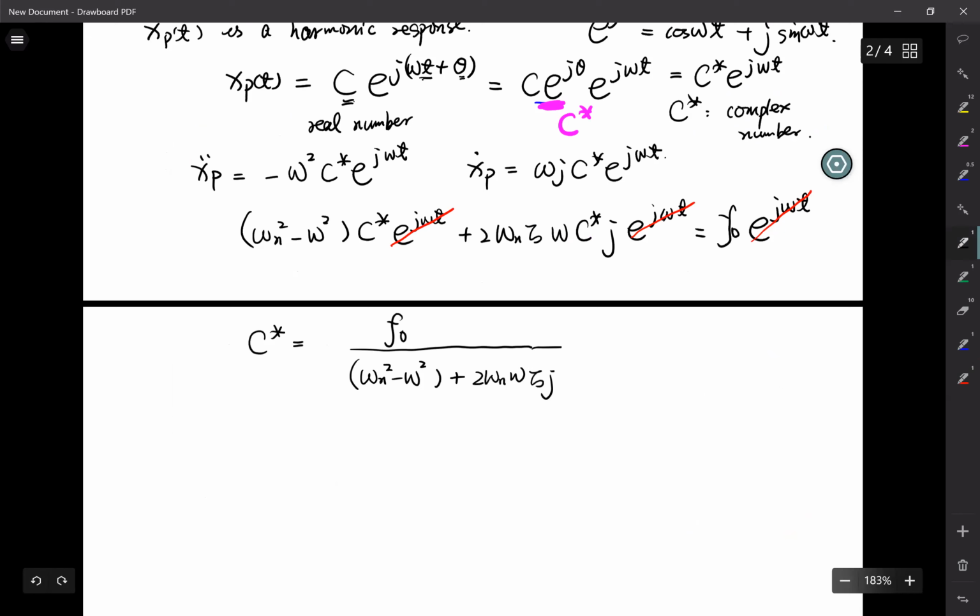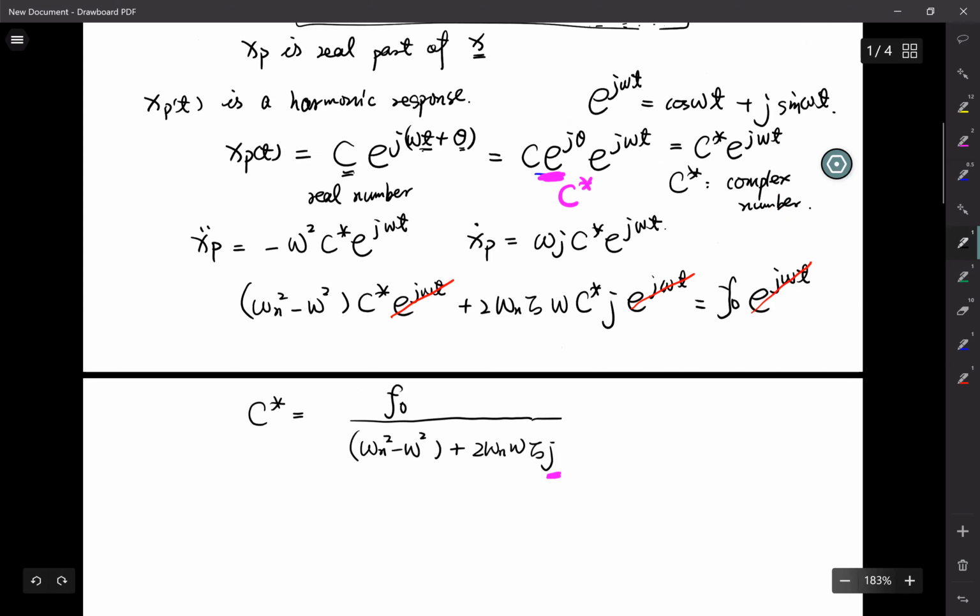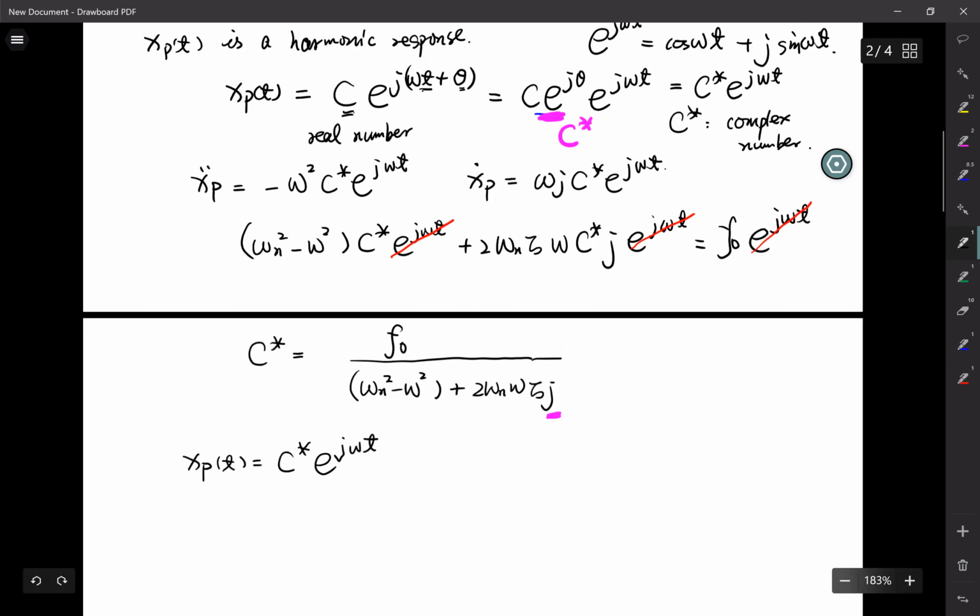As you can see here, your C star has a j in it, so that's why your C star is a complex number. Remember that our x_p is C star times e^(j omega t). Let's write C star. We know it's a complex number, so we can write it as the real part plus the imaginary part times j, right?